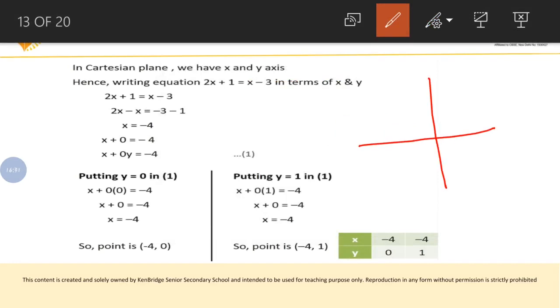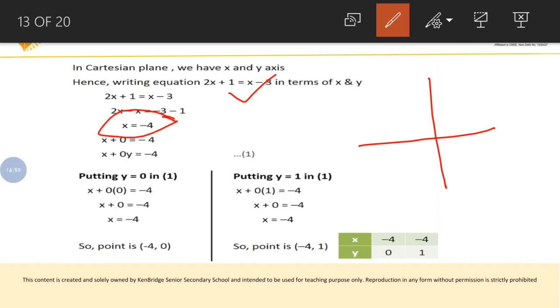In the Cartesian plane we have two axes, so we need two variables. But here only one variable is given. So instead of y we have to take 0y. We need two variables, so for that we have taken the second variable, that is 0y. We already had the x value, and with that we have added 0y.